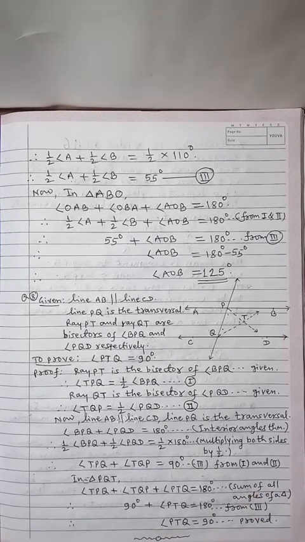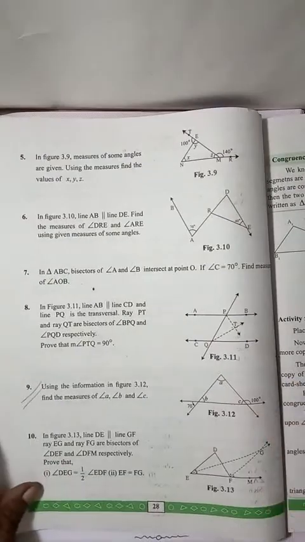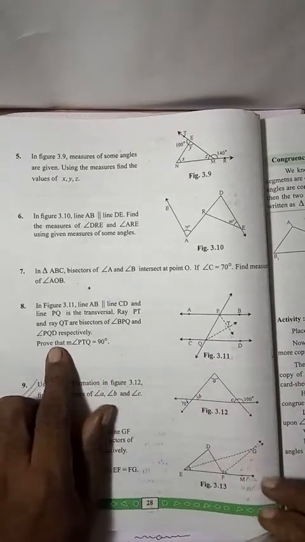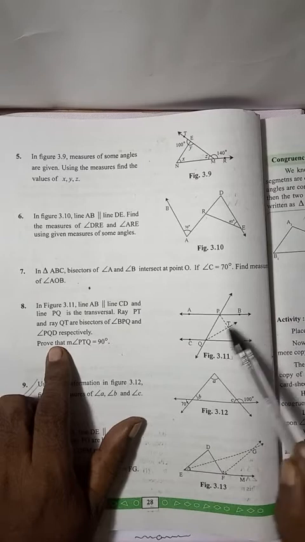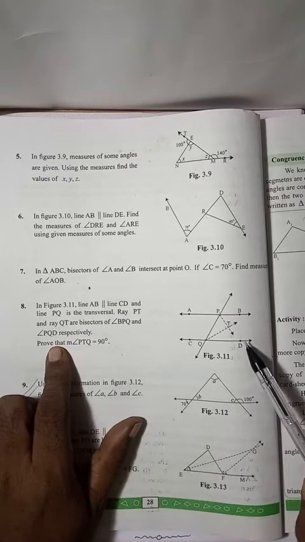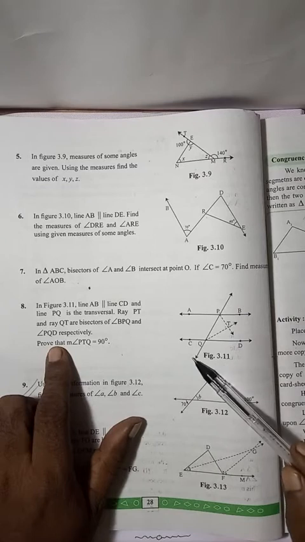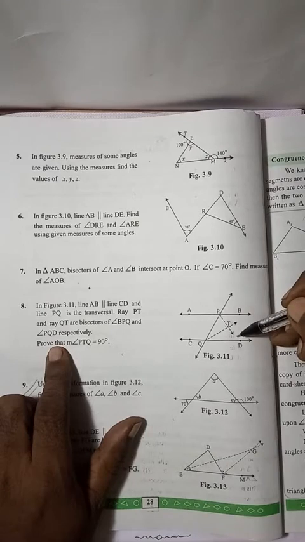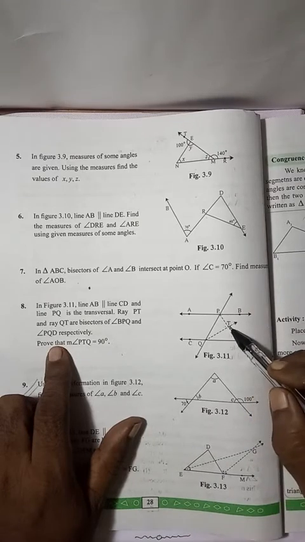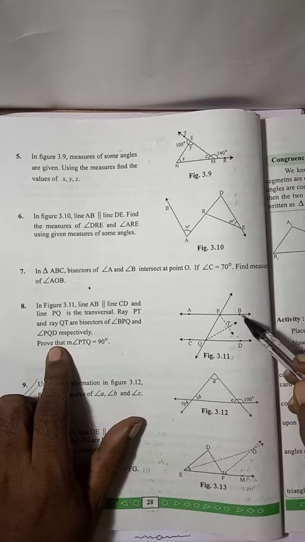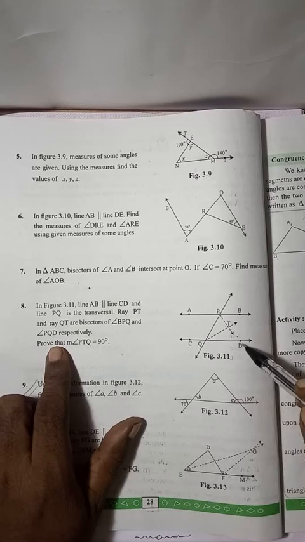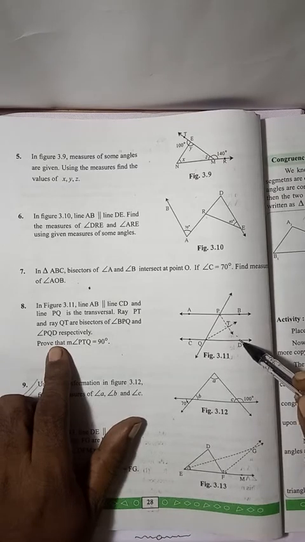Now we will move to question number 8. Yes, here it is, question number 8. Pay attention, what is given? Line AB parallel to line CD. Line PQ is the transversal. Ray PT and ray QT are bisectors of angle BPQ and angle PQD respectively. Yes, this is the problem.